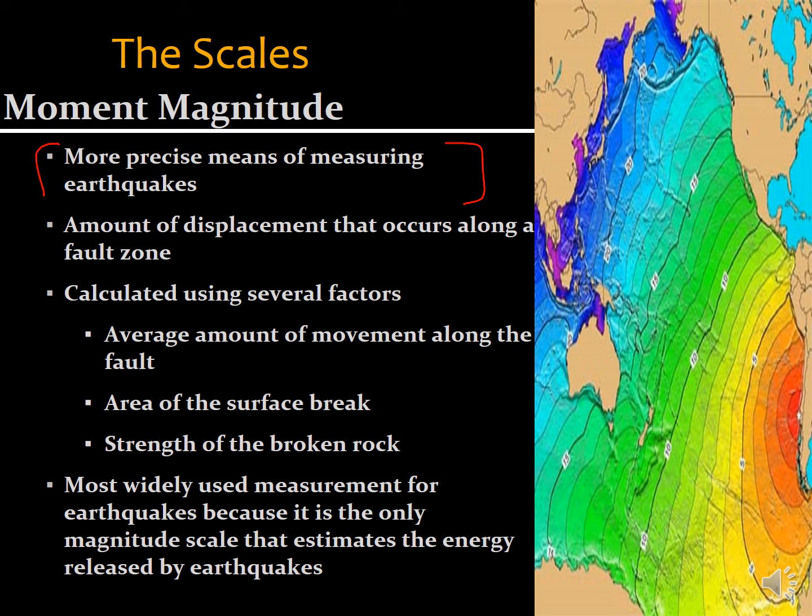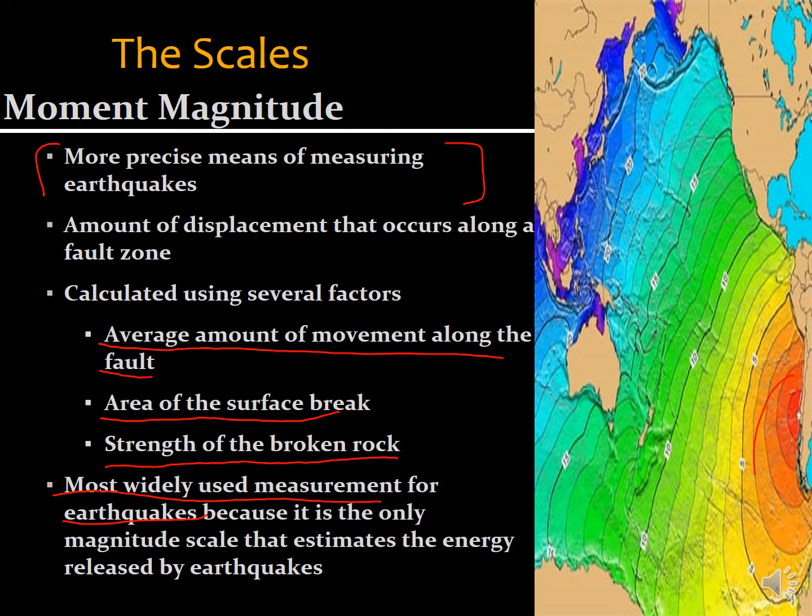Now, you can calculate this with several factors: the average amount of movement along the fault, the area that broke, and the strength of the broken rock. So the most widely used are the Richter scale and the moment magnitude. Now the Richter scale tells us the intensity. Now how do we get the magnitude? We use the moment magnitude. And as you see here, this was our heaviest one and it kind of went there. So it does spread.